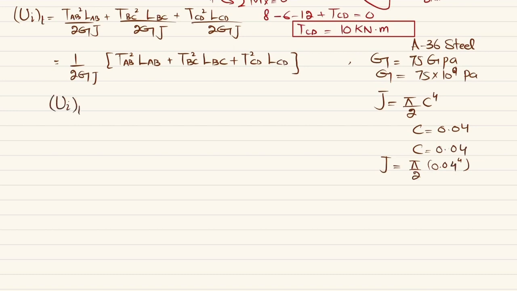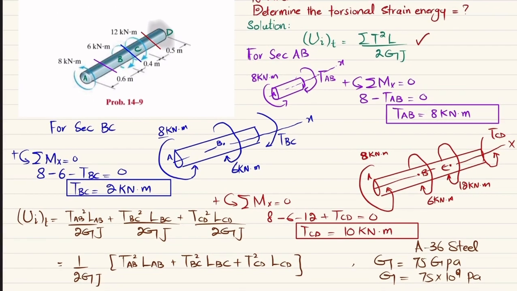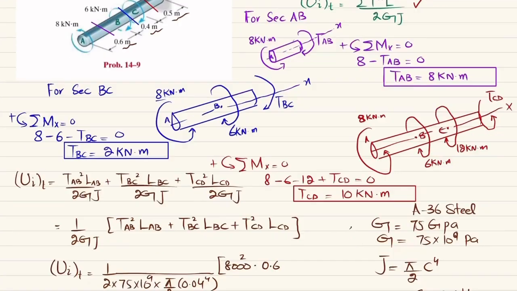So strain energy due to torsion will be equal to 1 over 2 multiplied by 75 into 10 to the power 9 multiplied by J, which is pi by 2, 0.04 power 4, into TAB. So TAB is 8 kilonewton meter, so 8,000 newton meter square into length of AB, which is 0.6. You can see this is 0.6, length of BC 0.4, and that is 0.5 for CD.